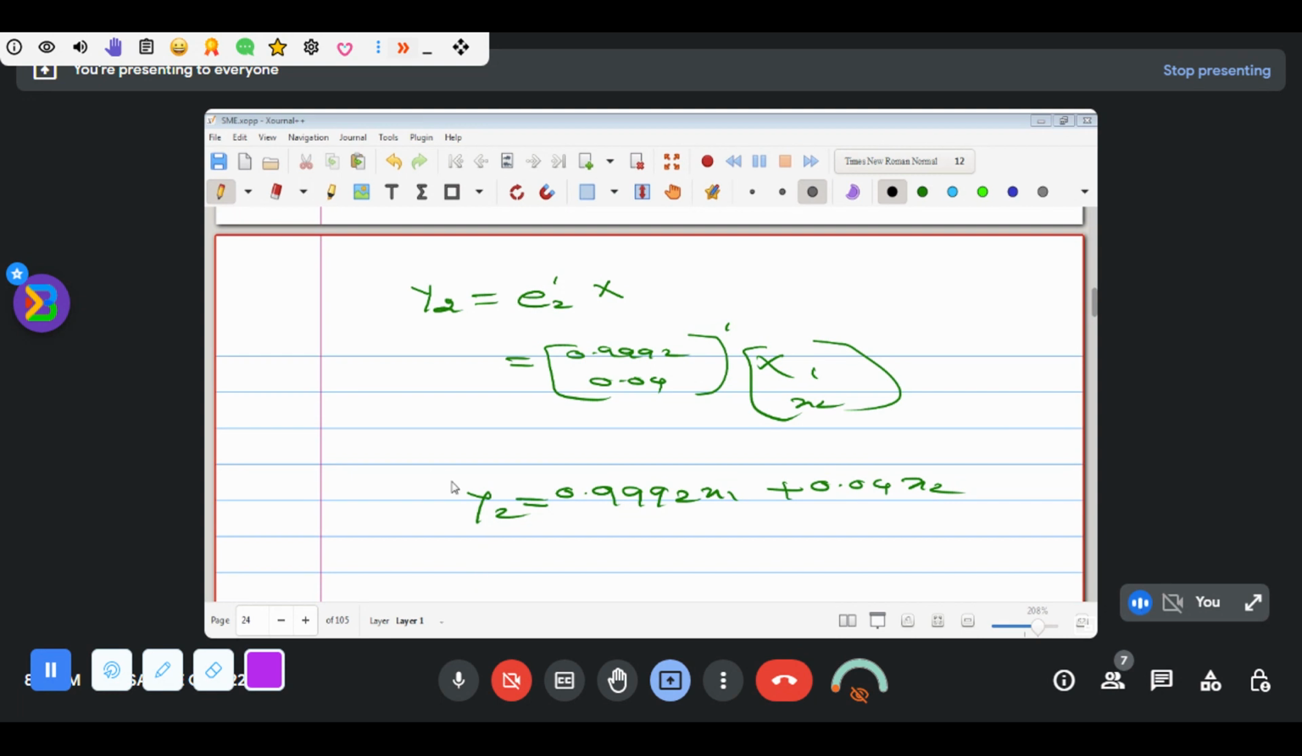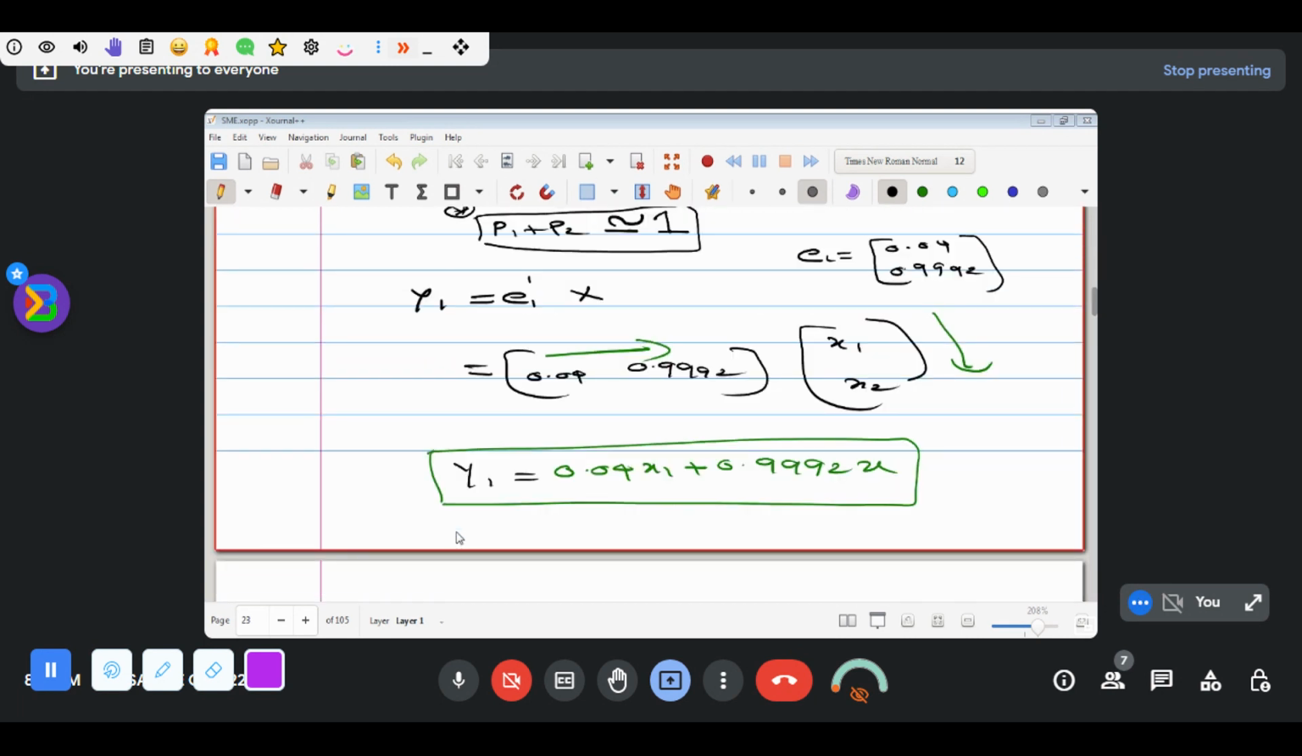This y1 value and y2 value are the two principal component equations of the given problem. Okay, the two principal components of the given problem. That's all. This is a very important 16 mark, 13 mark, sometimes 8 mark problem. Very important one.